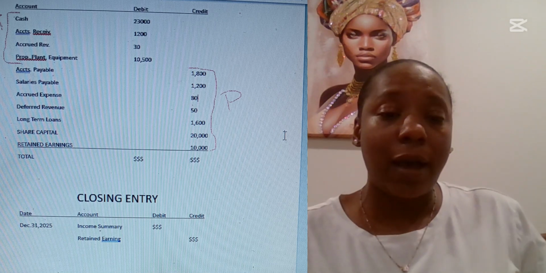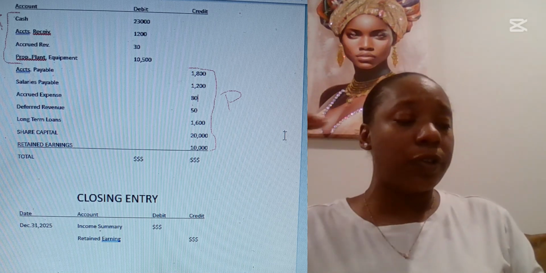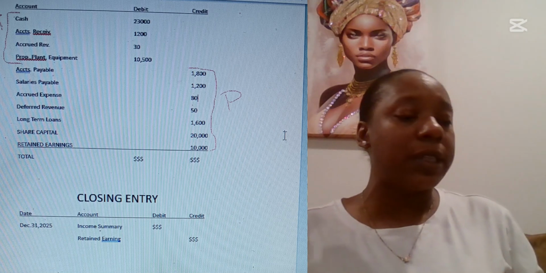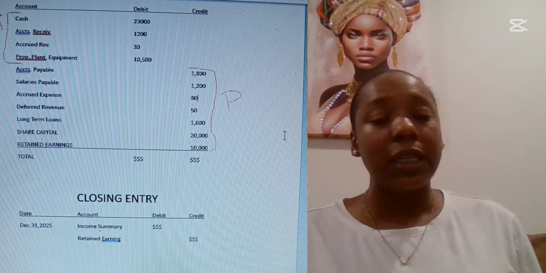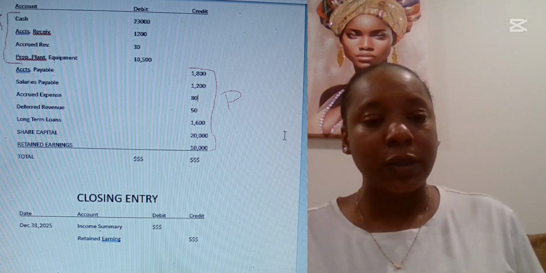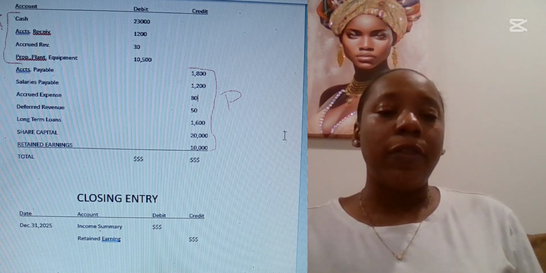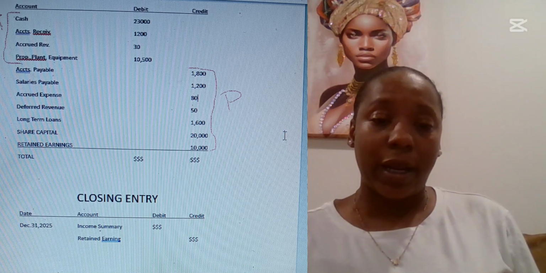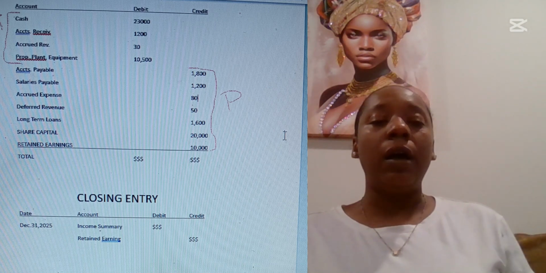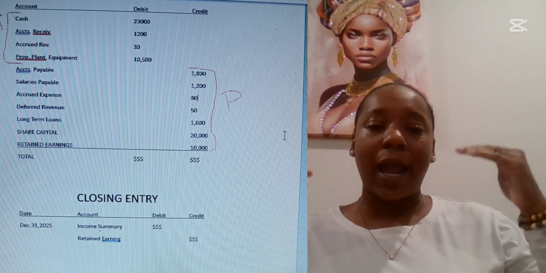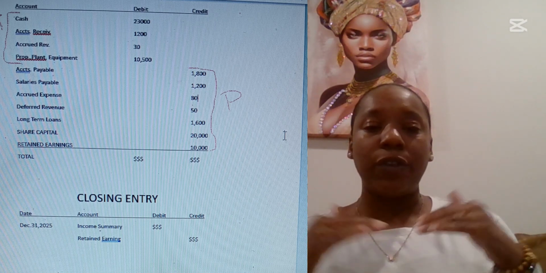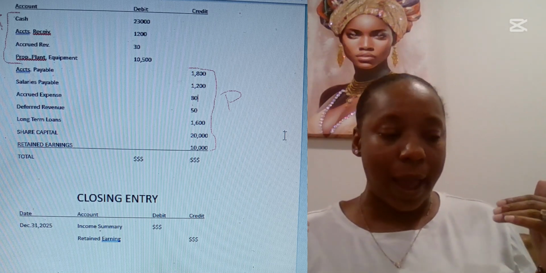For your permanent accounts, you will see on the trial balance where it includes the accounts payable, your salaries payable, accrued expenses, retained earnings, long-term loans. All of that falls under the permanent accounts, which are credited accounts. They do both have to balance out at the end, or once you add all those up, they should equal the same for them to be able to balance each other out.